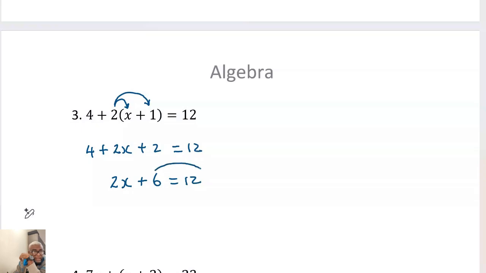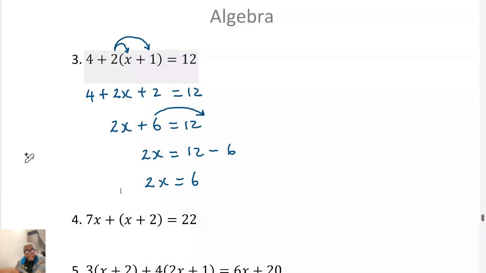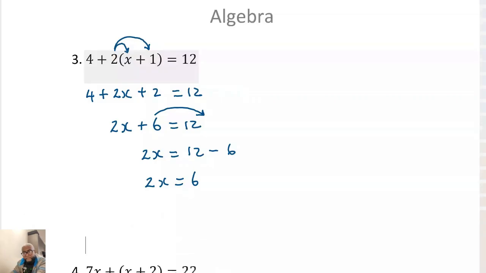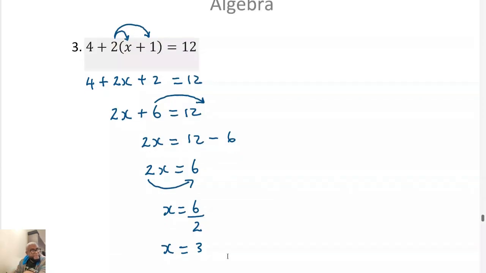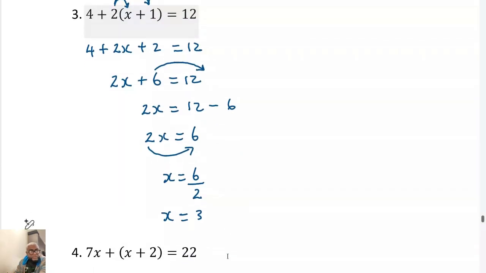When I carry 6 here, man, what do you do with it? 2x didn't go anywhere. Put back that 2x, then you have 12 minus 6. 2x will be equal to 6. What do you know, Amani? Divide. So 2 comes here and it's going to be divided. X will be equal to 6 divided by 2. X is equal to 3. Watch how smooth that was. Right? Copy it down, Amani.